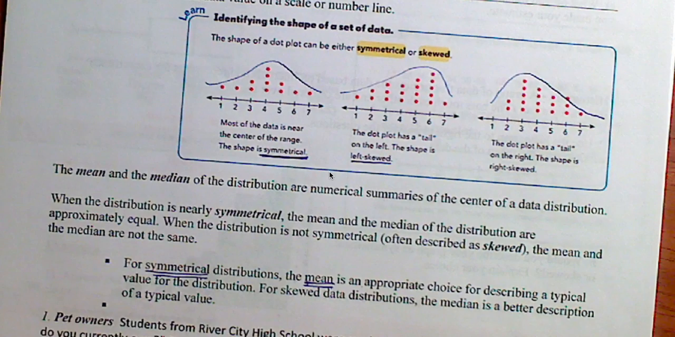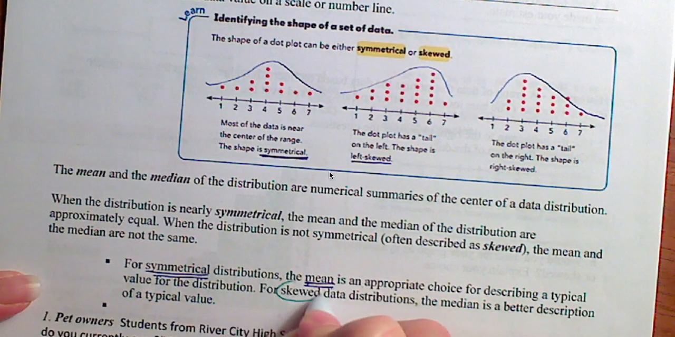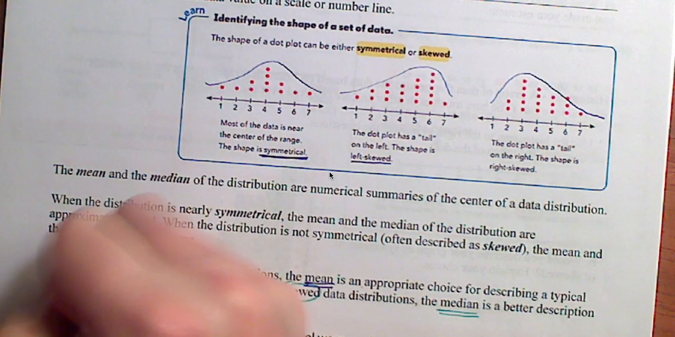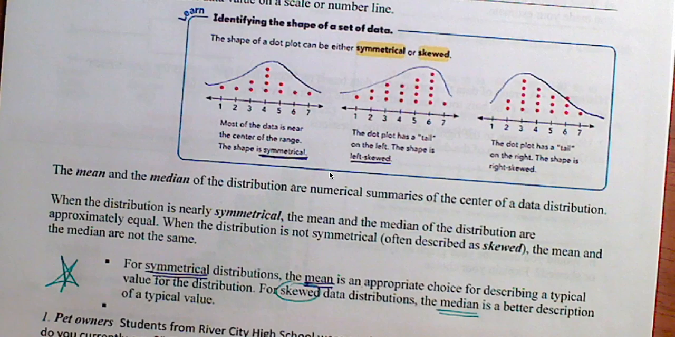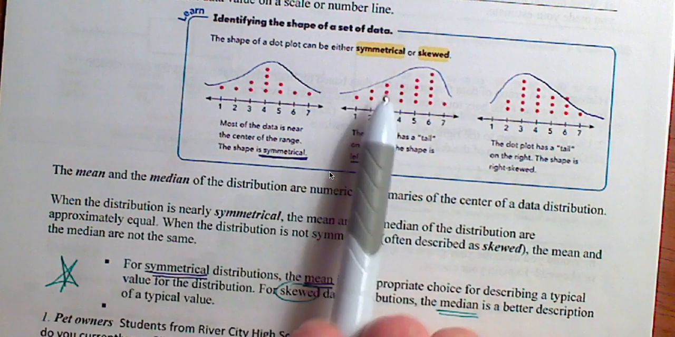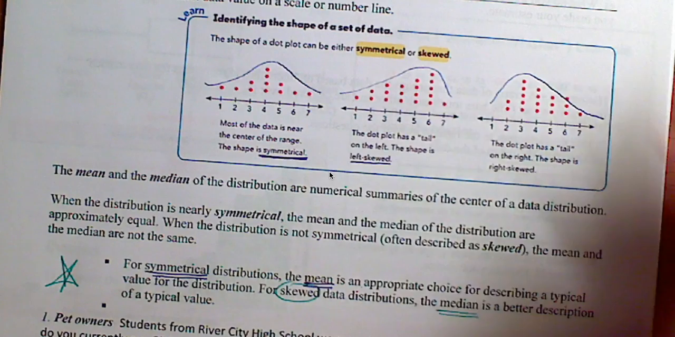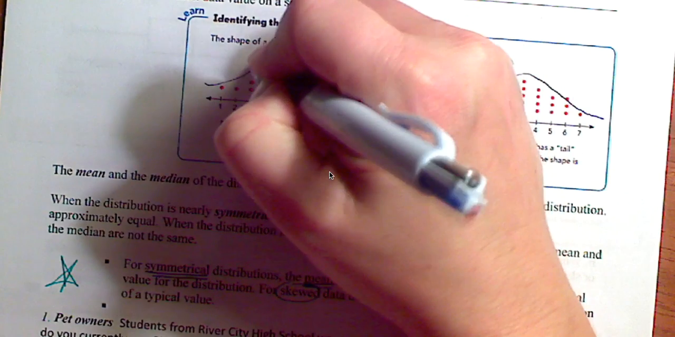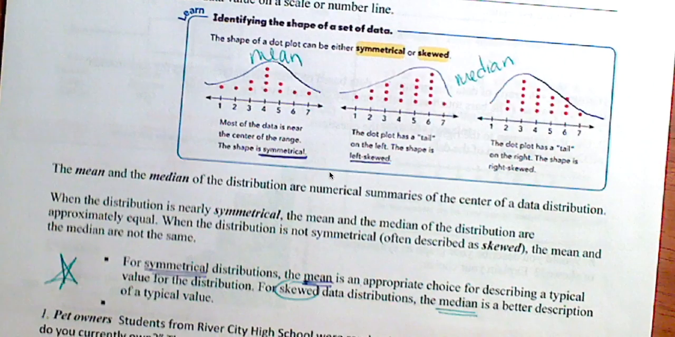However, for skewed, the median is the better descriptor of the typical value. So that's very important. Symmetrical, we use the mean. If it's skewed on either side, then we choose the median. Median for these two, mean for this one, okay?